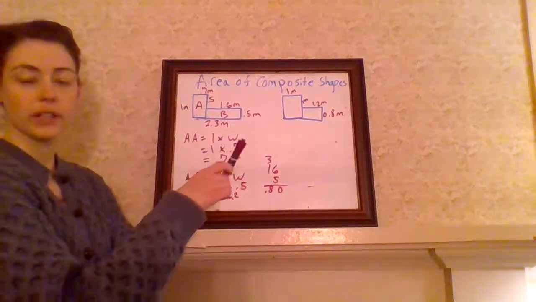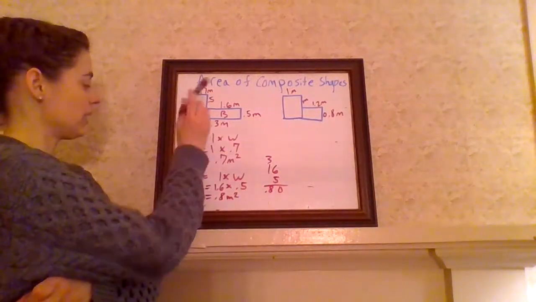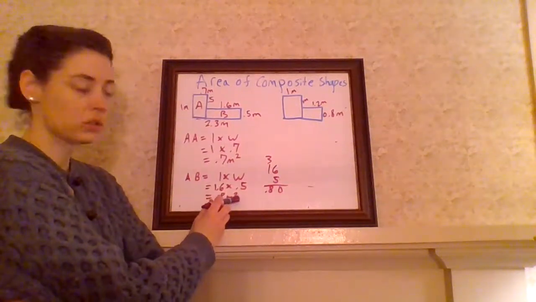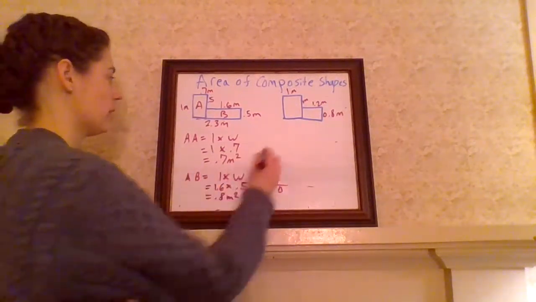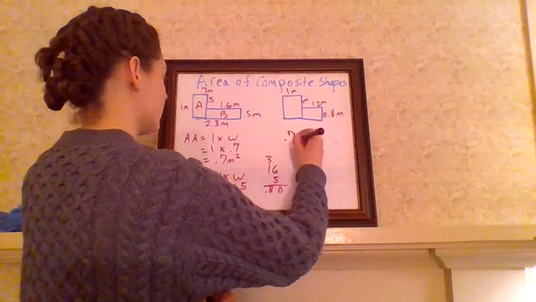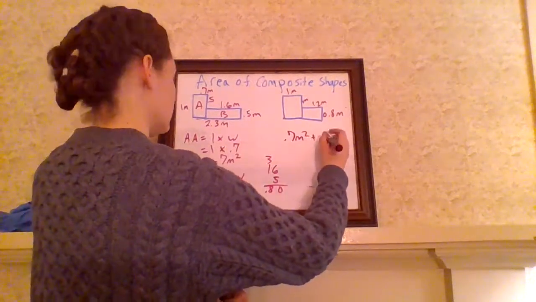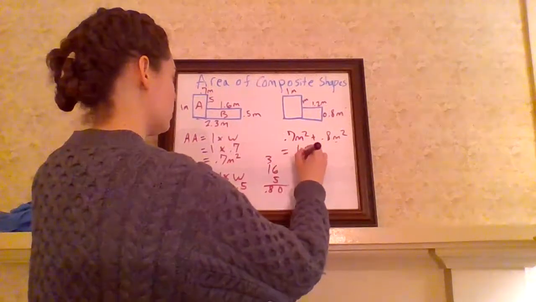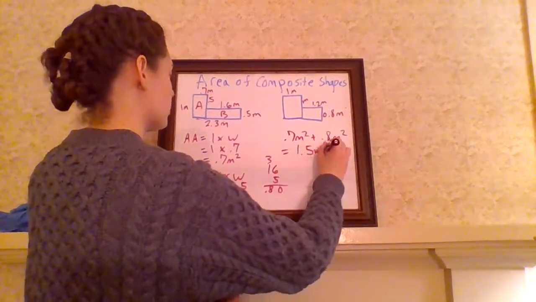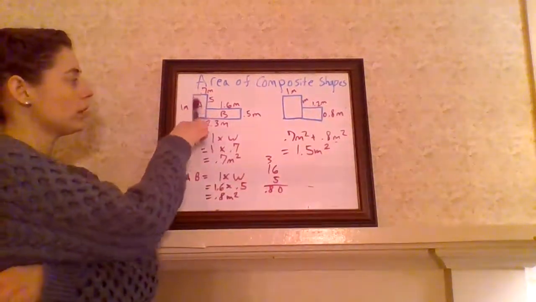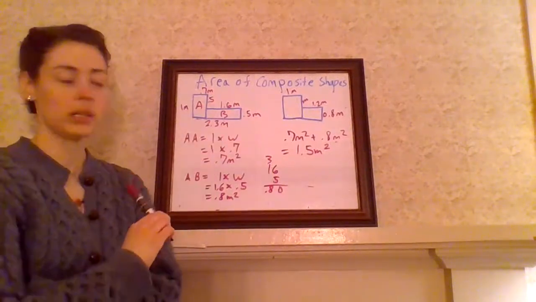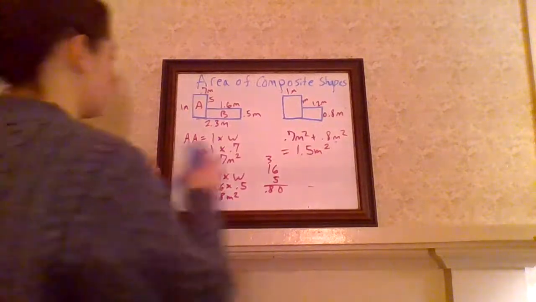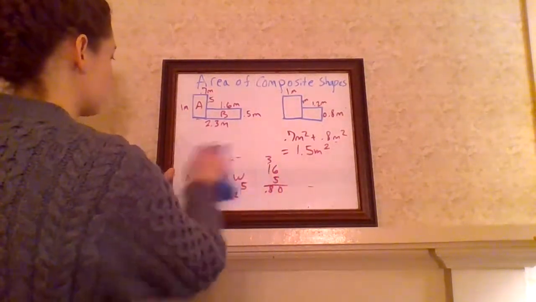So now we have that the area of figure A is 0.7 meters squared and the area of B is 0.8 meters squared. So let's add those two together over here. So 0.7 meters squared plus 0.8 meters squared equals 1.5 meters squared. So the area of this whole composite shape is 1.5 meters squared.